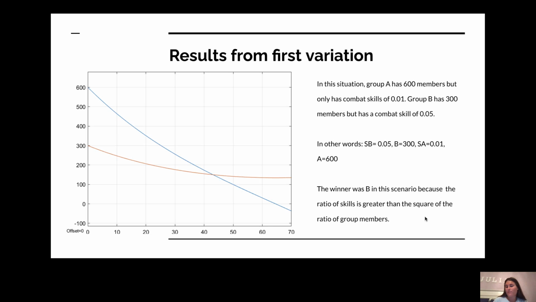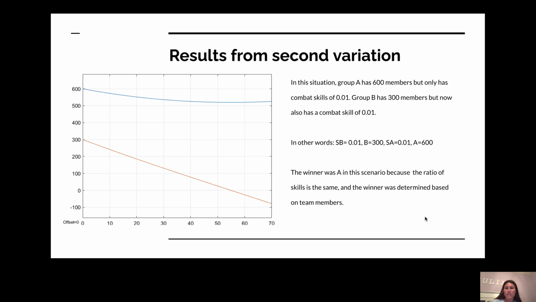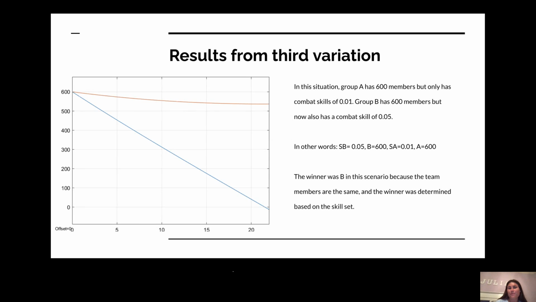In our second variation, we set Group A to 600 members with a combat skill of 0.01. And Group B we still had set to 300 members, but we decreased their combat skill to 0.01. And the winner in this scenario was A because the ratio of skills is the same, and the winner was determined based on team members, and Group A has more team members.